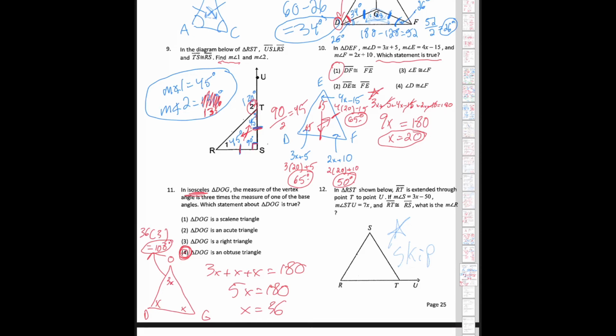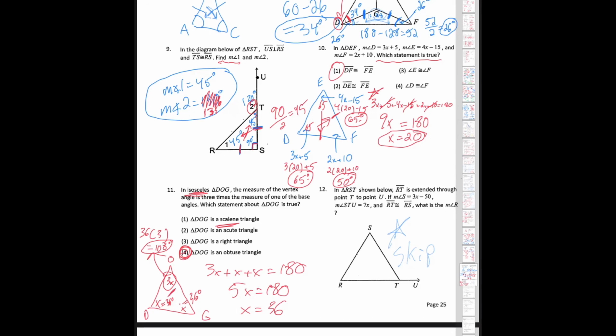For number 11, I'm told I have an isosceles triangle, DOG. I draw a picture. The vertex angle is O, and it's 3 times the measure of the 2 base angles. So what I do is I do 3x plus x plus x, set it equal to 180, I get x is 36. What I need to do is find the measures of all the angles. So I have these 2 angles at 36 degrees, and then I have this top angle is 108.